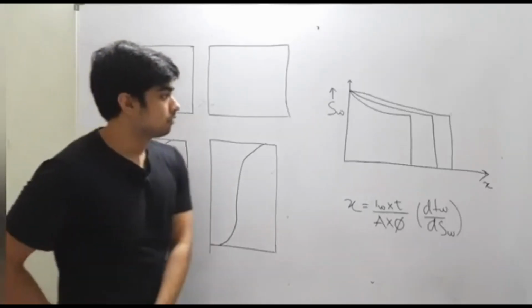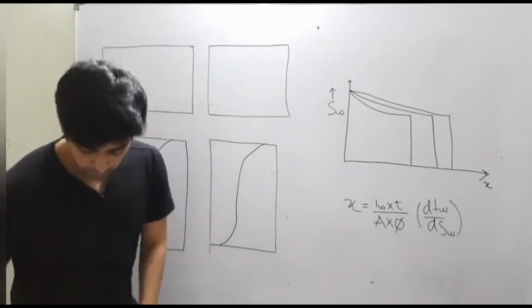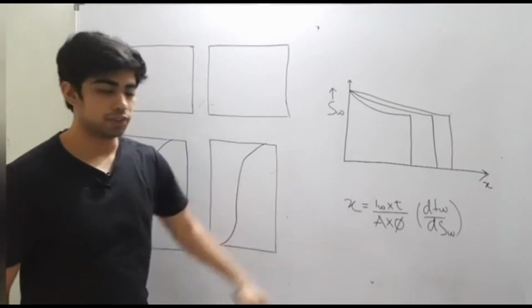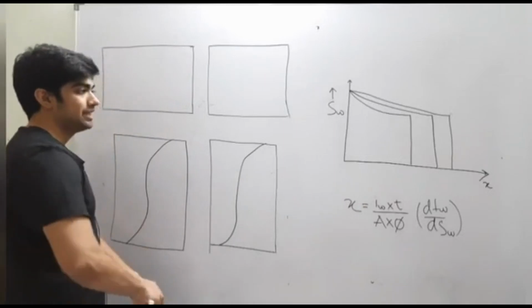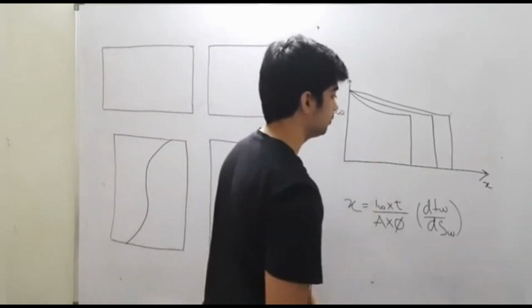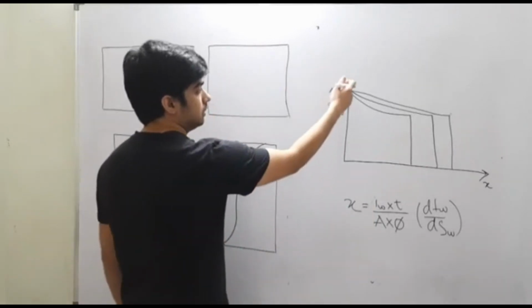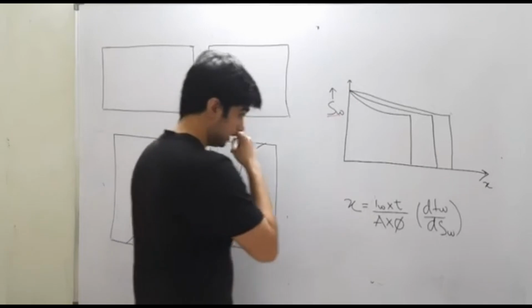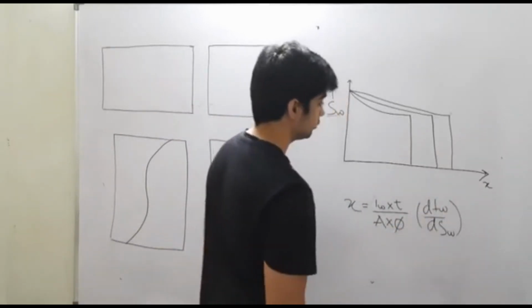Same topic from the last class. We were talking about this equation and we derived this equation, and we were basically talking about the saturation profile. So this is one example of a saturation profile. The y-axis denotes water saturation and the x-axis denotes distance from the injector well.